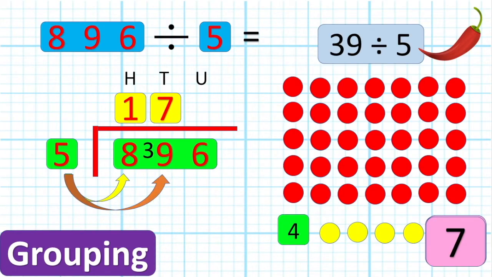So I'm going to put 7 at the top there. But what have I got remaining? I've got 4 remaining. Okay, so I'm going to bring that 4 over into my next column.